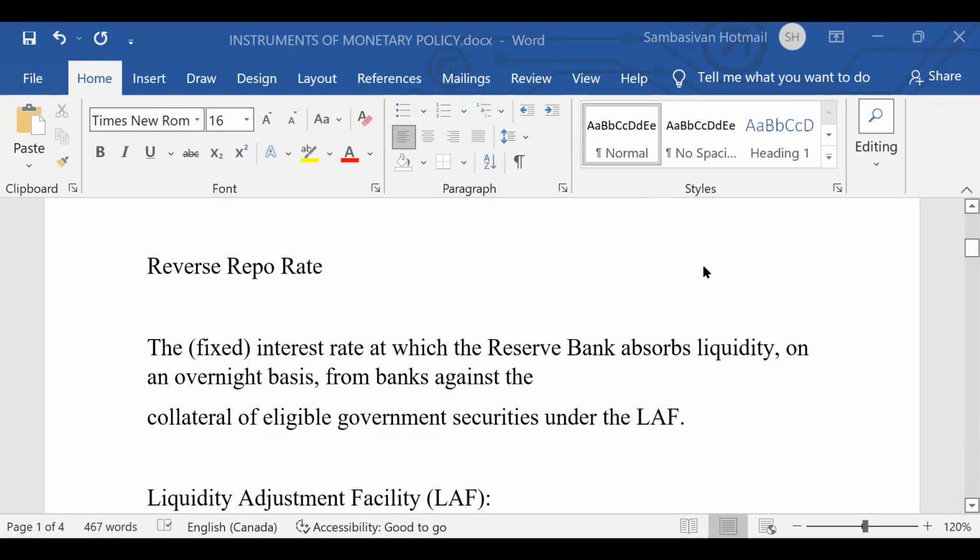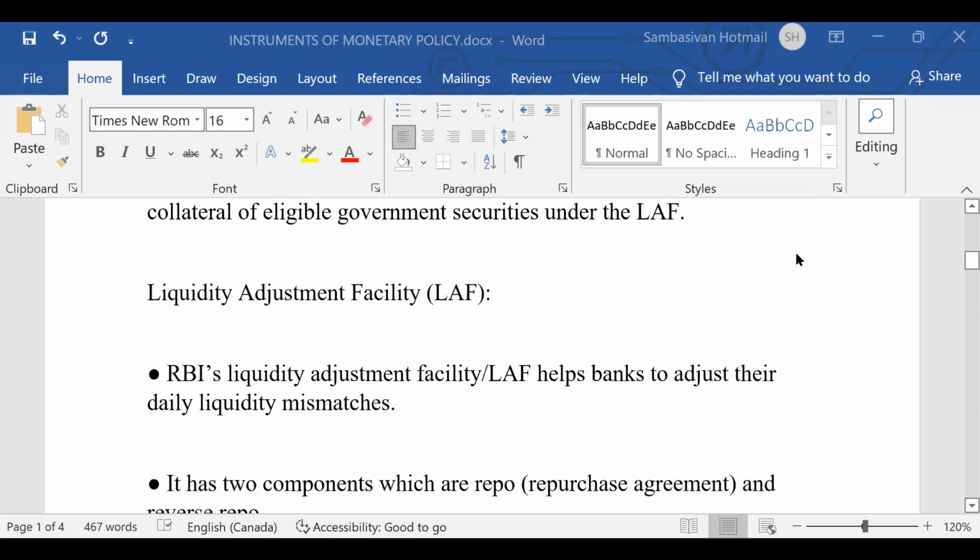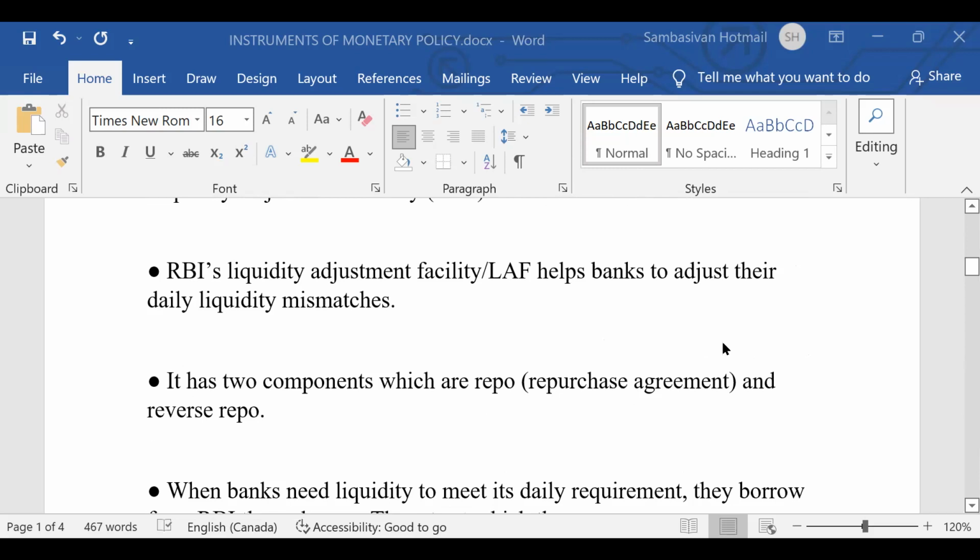Reverse repo rate: the interest rate at which the Reserve Bank absorbs liquidity on an overnight basis from banks against the collateral of eligible government securities under the Liquidity Adjustment Facility. What is the Liquidity Adjustment Facility? RBI's Liquidity Adjustment Facility helps banks to adjust their daily liquidity mismatches. It has two components, which are repo, a repurchase agreement, and reverse repo.